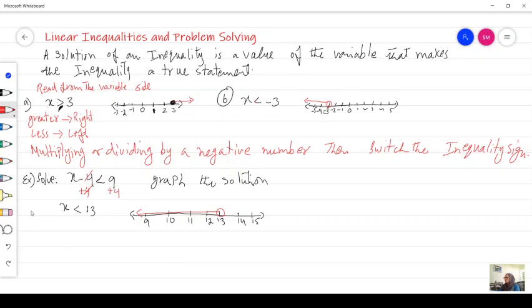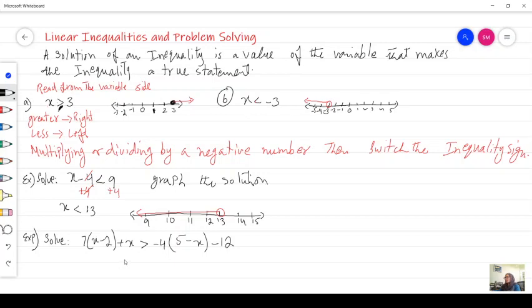Let's do the hard ones, kind of. Okay, now another example that I have. Solve 7(x minus 2) plus x greater than negative 4(5 minus x) minus 12.